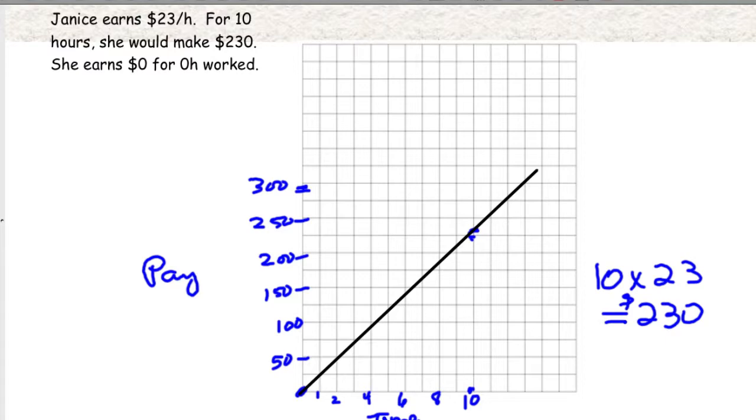And then from my graph, I could also estimate how much I need to work in order to make $200. So this is my $200 line. If I follow it over, it looks like more than 8, but less than 9. So 8.5, or I would still be safe to work about 9 hours. So the graph also gives us the same information. That's just another way to do it. Another way to solve your problem is to draw a graph.